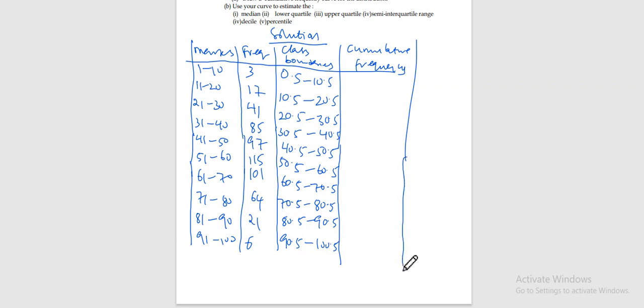Now for our cumulative frequencies, and again, before you do this, I omitted this. You can leave this first page blank. You can call this 0, 0, 0, because the graph has to start from the origin. Okay, so for the cumulative frequency, the first frequency is 3, so put 3 here.